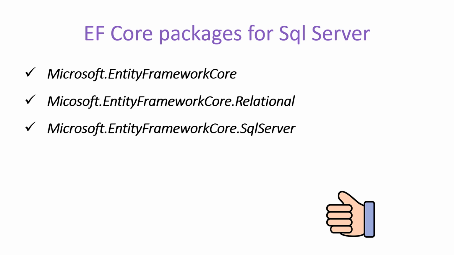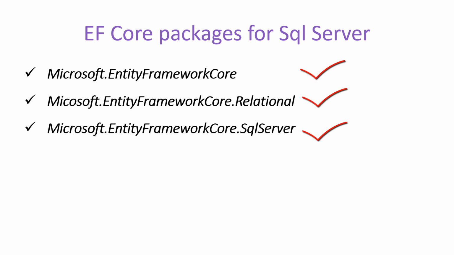If I want to install these packages into the application in the order I have given, then first we install the first one, then the second one, and the third one. But if I start the installation from the third package, then these two packages will get installed automatically. Why? Because the third package, Microsoft.EntityFrameworkCore.SqlServer, has a dependency on the relational and the core package. So I would suggest you start the installation from Microsoft.EntityFrameworkCore.SqlServer. If you use this approach, then the above two packages will get installed automatically.